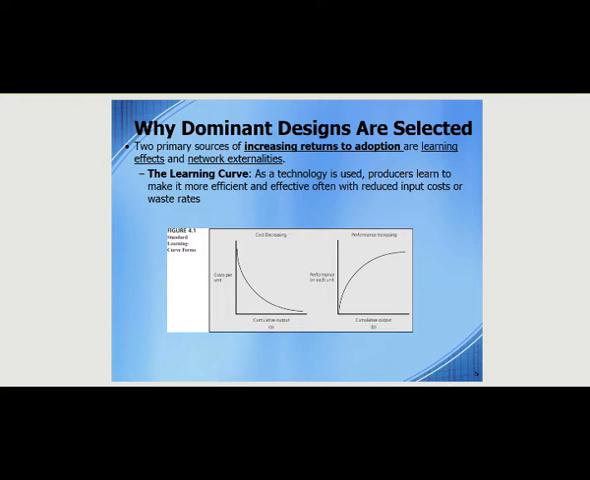The learning curve. As a technology is used, producers learn to make it more efficient and effective, often with reduced input costs or waste rates. Figure A shows that the cost of producing a unit falls as the number of units produced increases. Figure B shows that the performance of each unit improves as more units are produced. This pattern has been found to be consistent across a wide range of products and services, including automobiles, ships, semiconductors, medical drugs, and even heart surgery techniques.